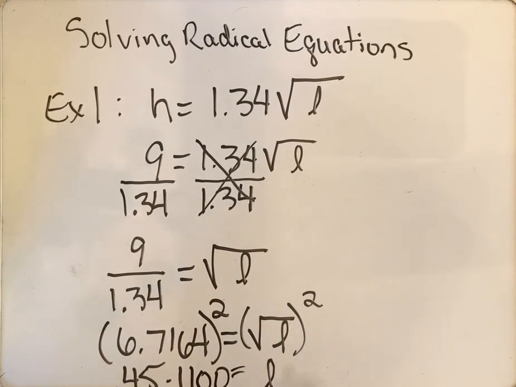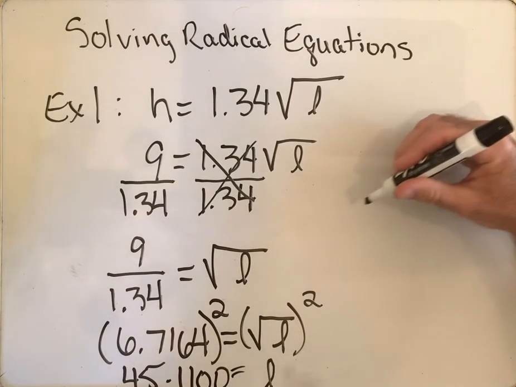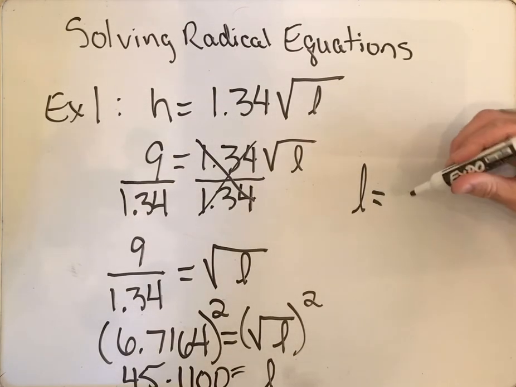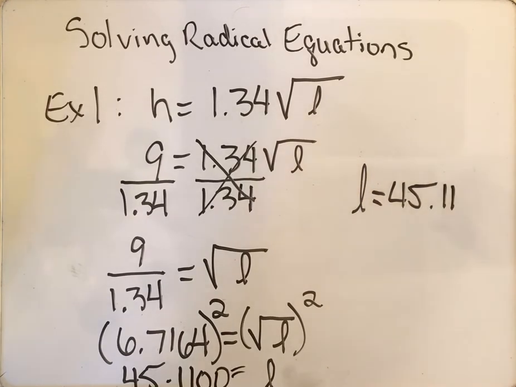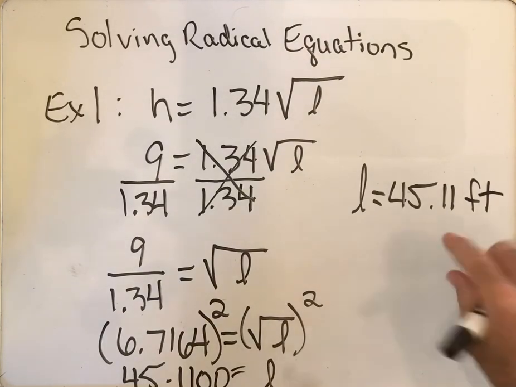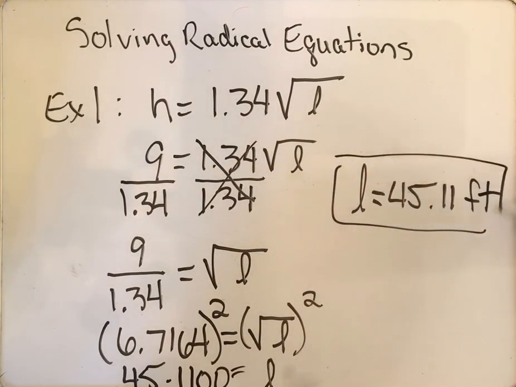Find your number, look next door. 5 or greater, add 1 more. 4 or less, let it rest. Well, L equals 45.11. I believe our measure was feet. I can't remember what it was in the book, but 45.11, and that's how we solve that equation.